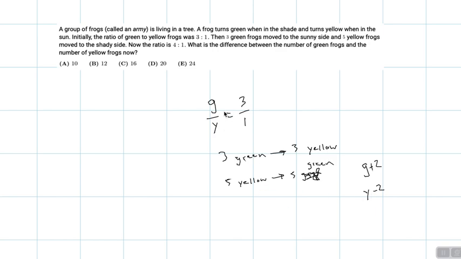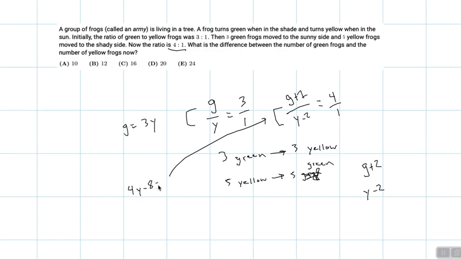So if we want to represent the ratio again, this new ratio, which we're told is 4 to 1, it's going to be true that there are now g plus 2 green frogs over y minus 2 yellow frogs. That's equal to 4 over 1. And what we can do here is turn these into equations. So from this equation, it's true that g is equal to 3y. And from this equation, it's true that 4y minus 8 is equal to g plus 2.